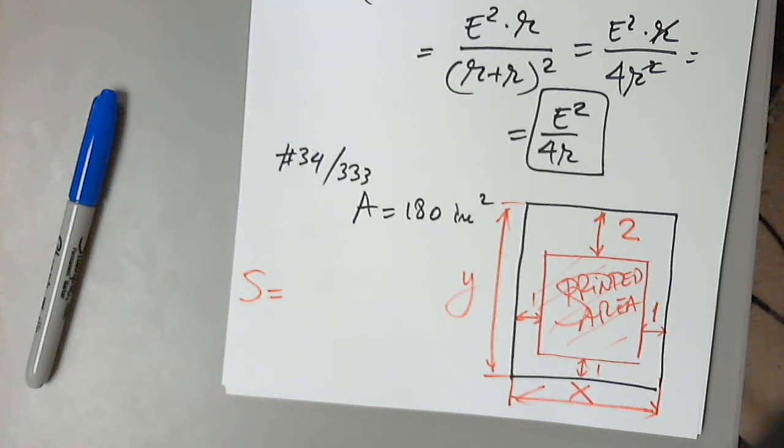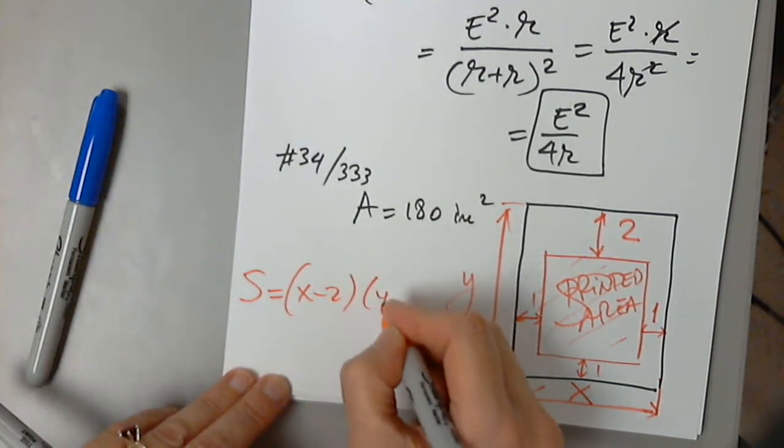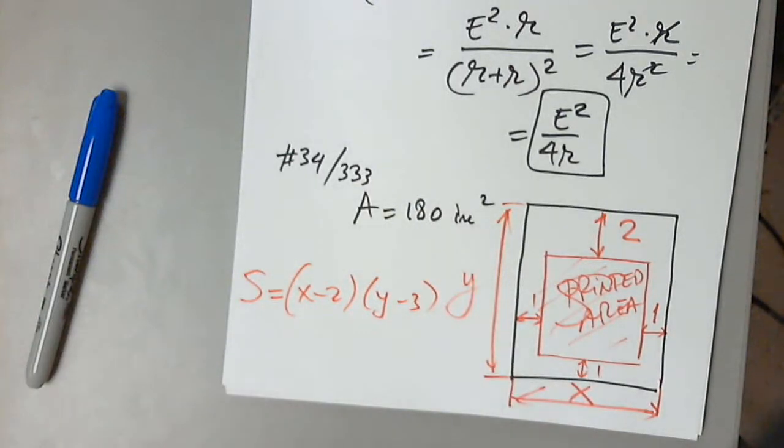Okay, so can anyone give us the printed area? X minus 2 times y minus 3. Perfect. Indeed, parentheses, x minus 2 times y minus 3. Do we understand this? Right?